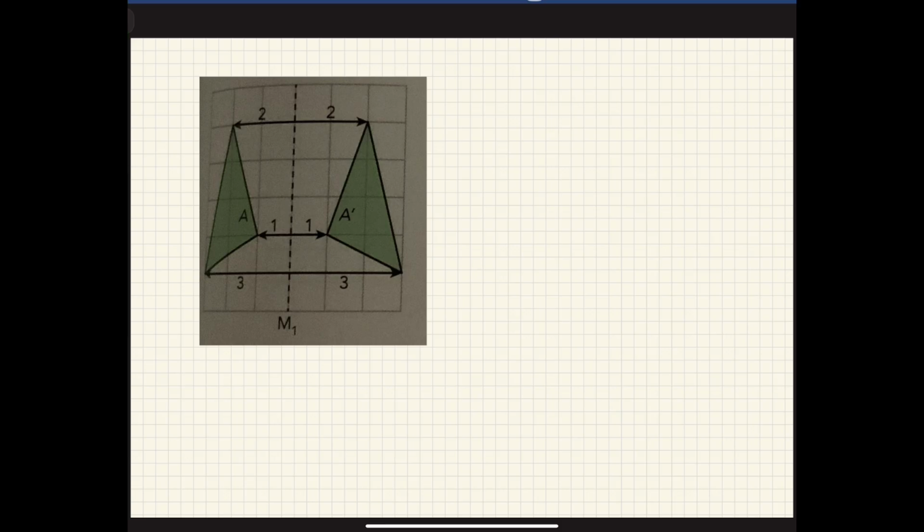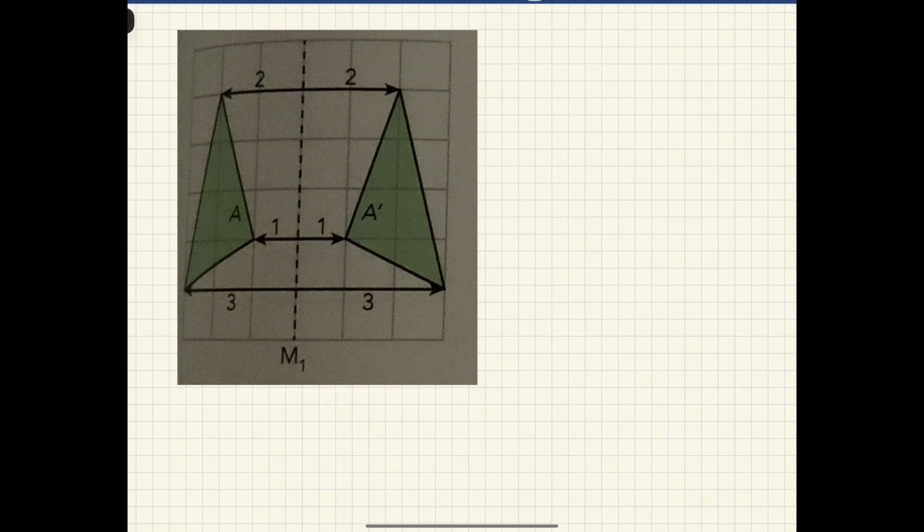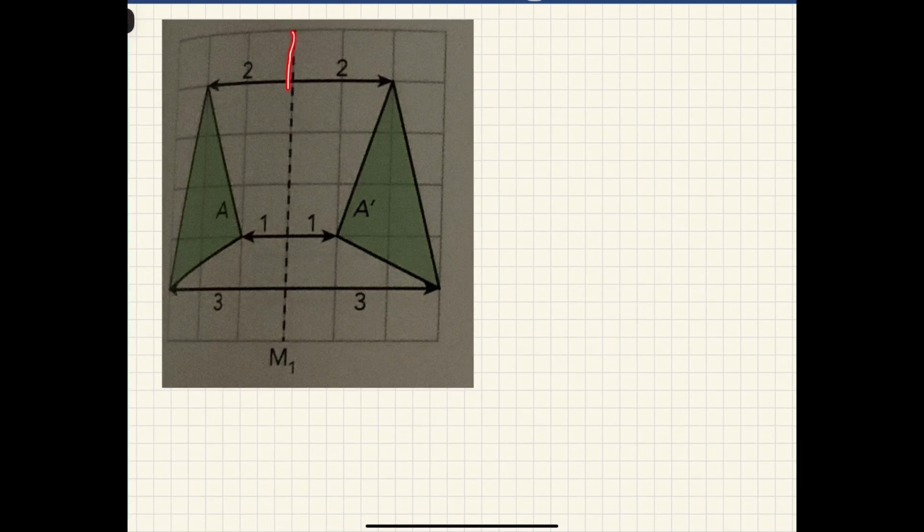Okay, let's have a look at this object and its image. Okay, so this is the mirror line. We have a vertical mirror line in this example. And let's have a look at the object points and the corresponding image points. So let's first have a look at this first point. So how far is it from the mirror line? 1 unit. And what about the respective image point? It is also 1 unit away.